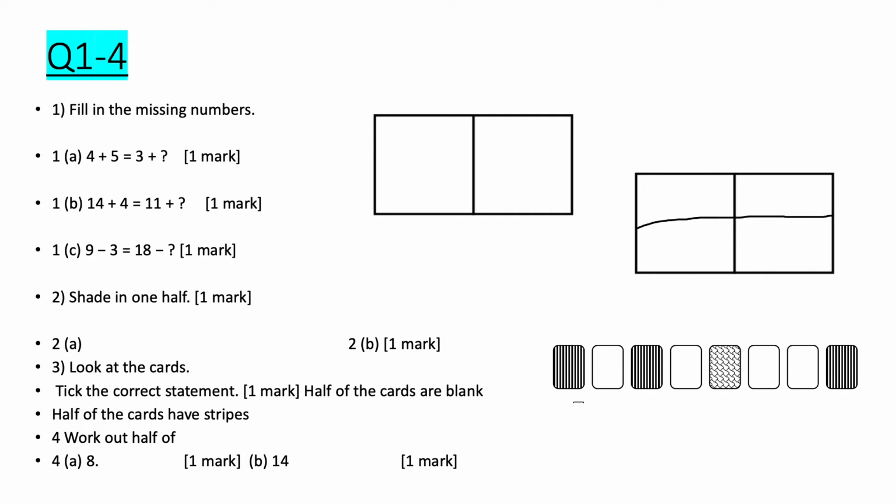Right guys, question number 1. So this is fill in the missing numbers. 4 plus 5 equals 3 plus something. Well, 4 plus 5 is 9. Equals 3 plus something. Well, it's going to be 3 plus 6. So filling in the gap, the question mark equals 6 for question 1A.